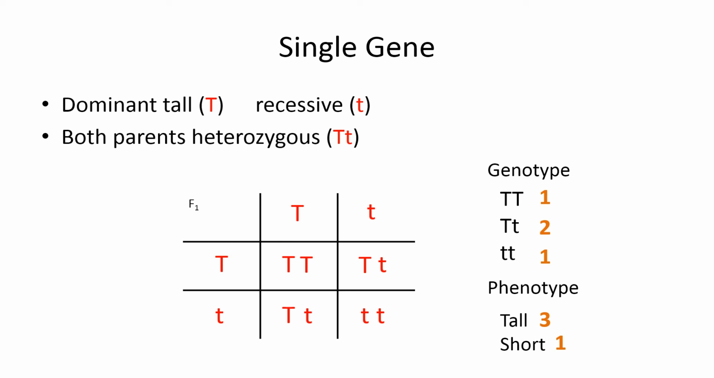With a Punnett square, we can determine how the genetics of different genes get passed on.